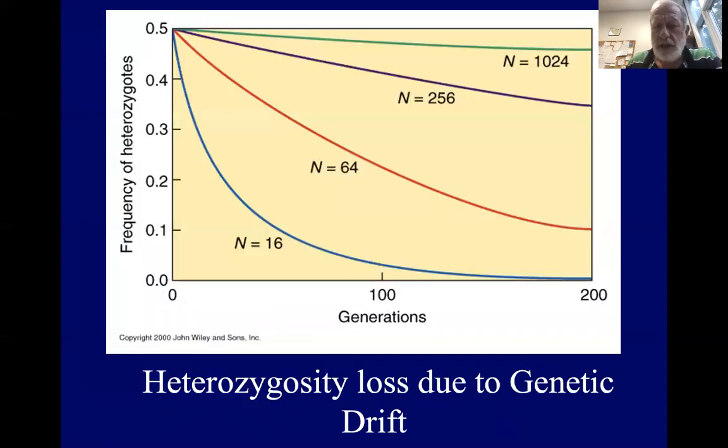This is heterozygosity loss due to genetic drift. So the y-axis is frequency of heterozygotes starting at 0.5, and then the x-axis is time in generations. So in a population of only 16, by 100 generations, there's almost no heterozygotes. In a population of 64, there's about 10% heterozygotes after 200 generations. In a population of 256, it's dropped by 10%, and in a population of over 1,000, it's only dropped by a couple of percent over 200 generations. So as you can see, genetic drift, again, has much less effect on larger populations.